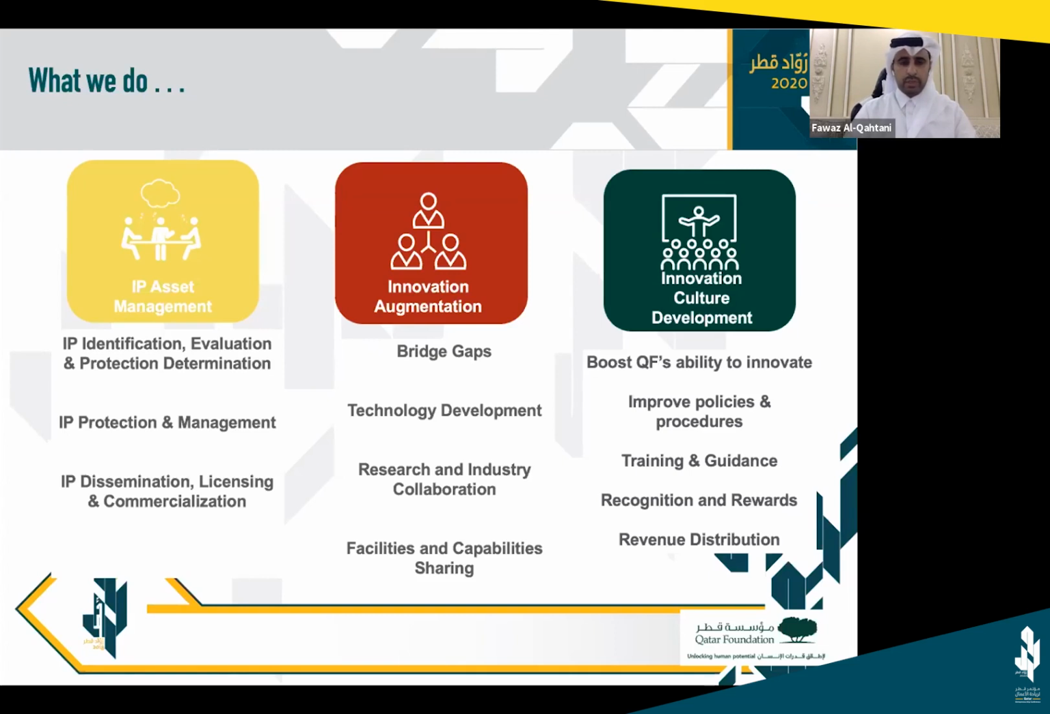We have technology development. Usually we close the gap between the IP and the commercial product. Most of the IP is early stage, measured by technology readiness level, which varies from 1 to 9, or 1 to 8, and usually we see 1 to 2 or 3. We try to support researchers with a technology fund so they can develop their technology to reach level 6 and 7, which makes it easy for them to take it to the next step. We have research industry collaborations, and then culture development, which is one of our key points: training, guidance, recognition and reward, and revenue distribution for those who get involved in the research outcome.